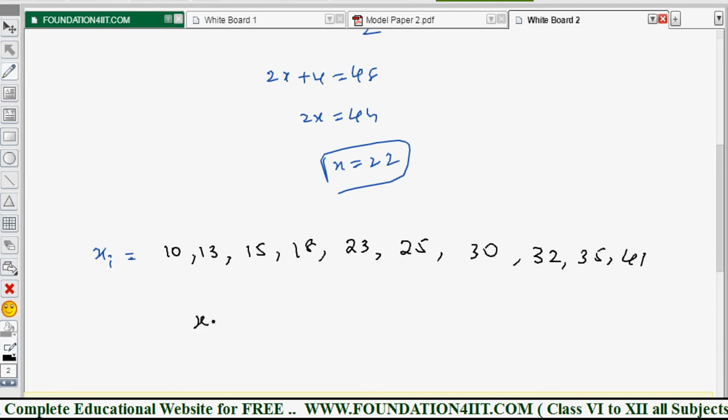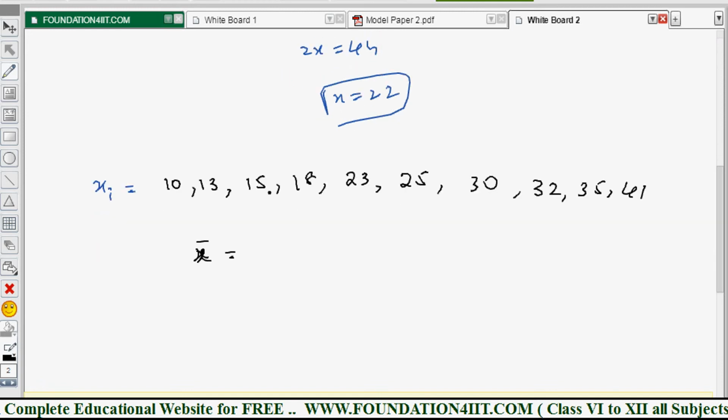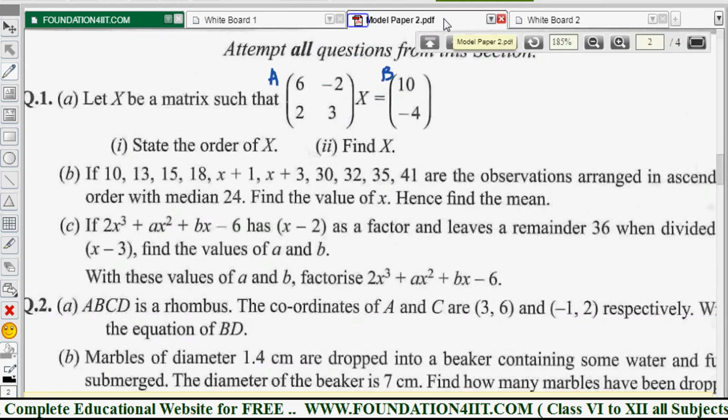Now x bar, that means the mean. The mean is equal to the sum of the observations, sigma xi, divided by 10. The number of observations is 10. All this adds up to 242, divided by 10, so 24.2 is the mean. First you should find the x value using the median formula, and from that we got the mean value by applying the formula of the mean.